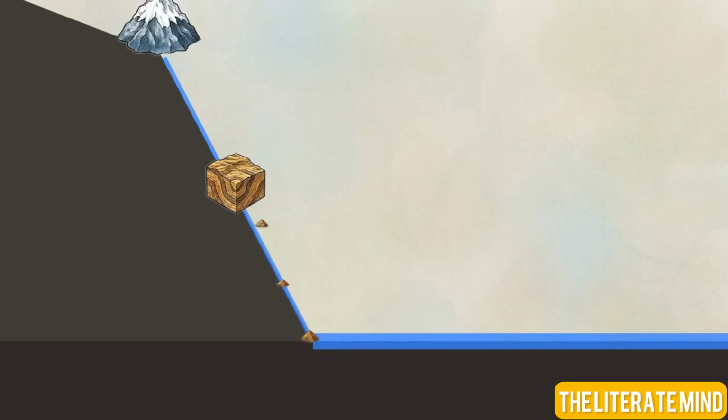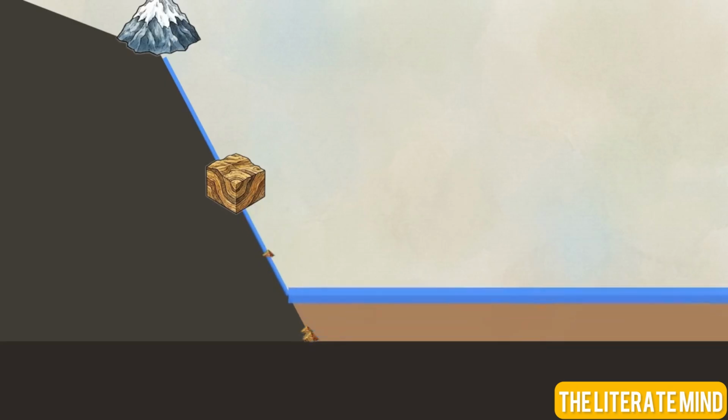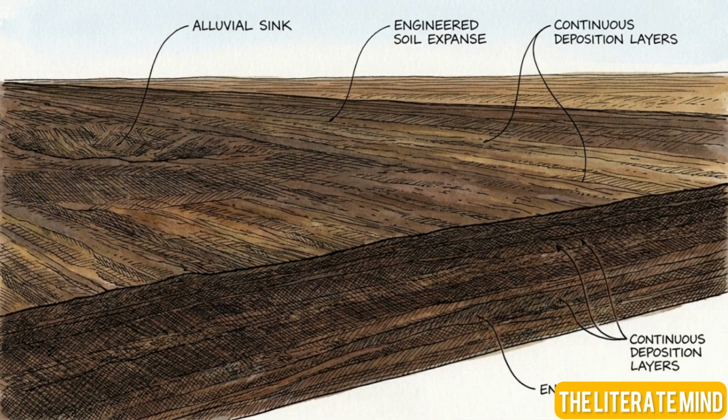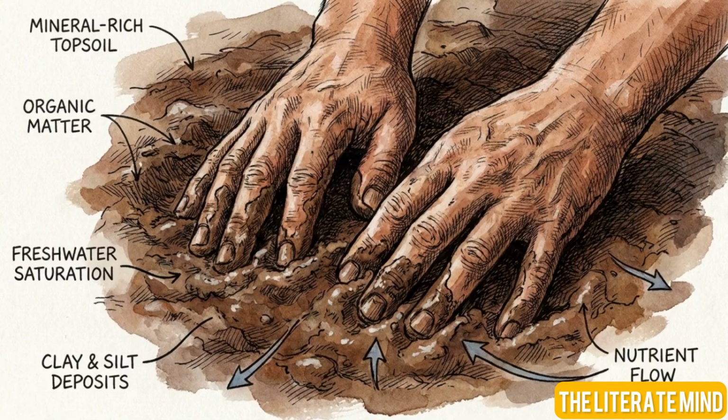Hitting the flat depression below, it loses momentum, dumping that crushed sediment onto the ground. Over millennia, this continuous deposition created the northern Gangetic Plains. It is, by definition, a geographically engineered alluvial sink. This continuous delivery of fresh water and mineral-rich topsoil creates an exceptionally forgiving environment.